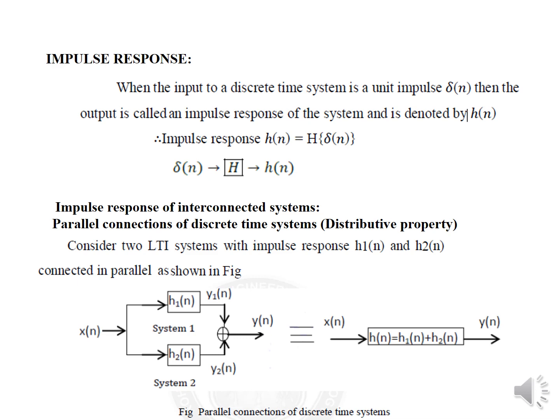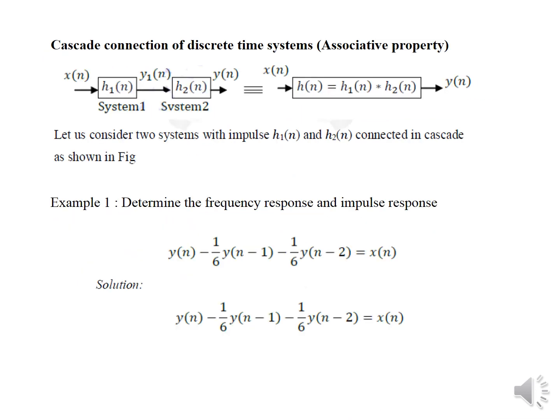And the properties of parallel connections of discrete time system. While we are seeing this, it is otherwise said to be the distributive property. Here we are connecting two systems, h1 of n and h2 of n. They are connected in parallel and given to the summer. Finally we are getting the output as h of n equal to h1 of n plus h2 of n. Just this is h of n equal to h1 of n convolution h2 of n.